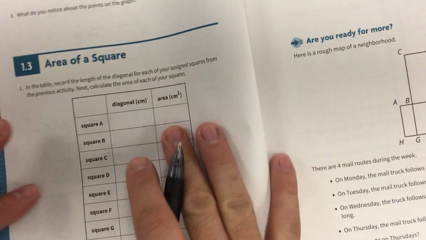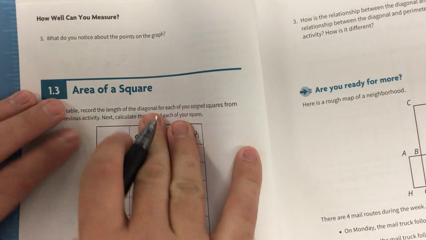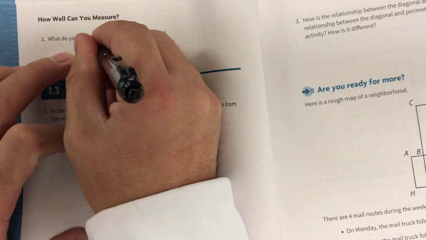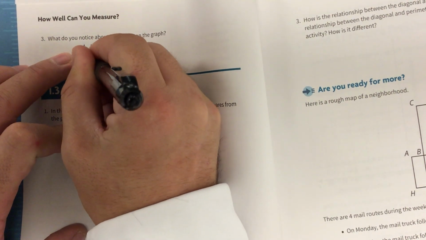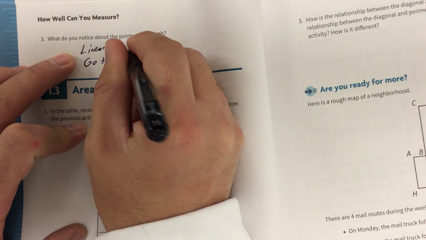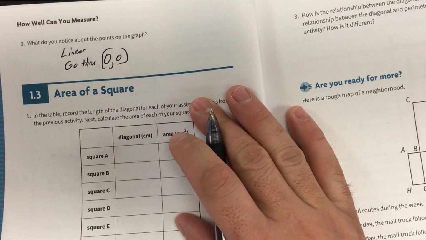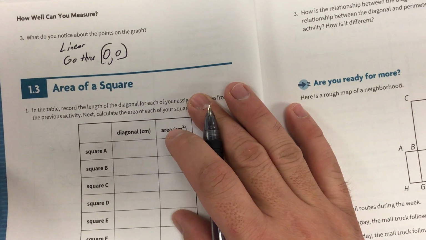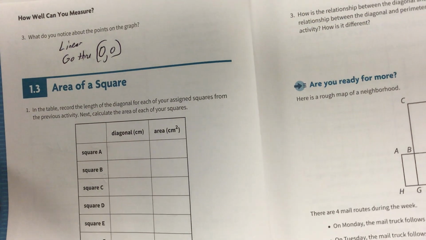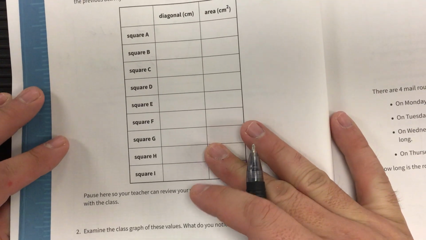All right, number 3. What do you notice about the points on the graph? Linear? And probably that it goes through the origin or lines up with the origin. Again, that means 0, 0, not some mystical creature carrying Viking Super Bowl rings or whatever the question was.